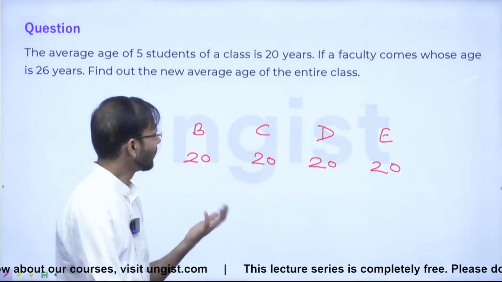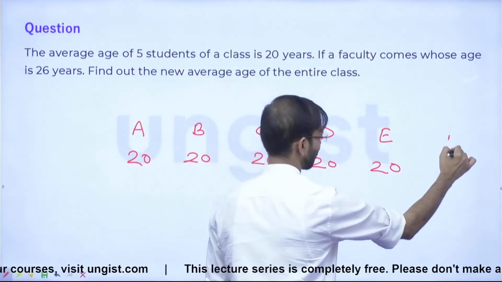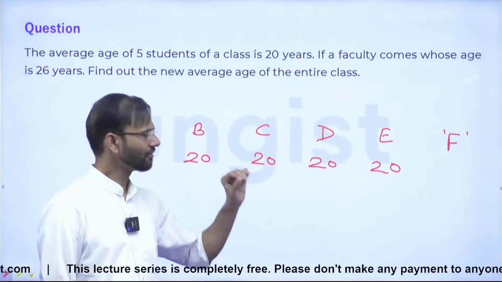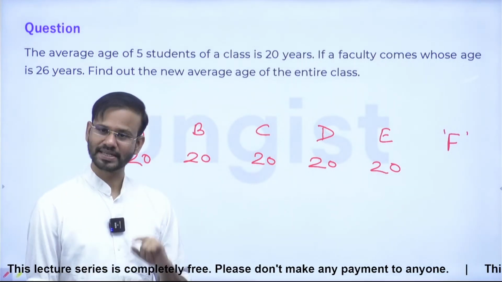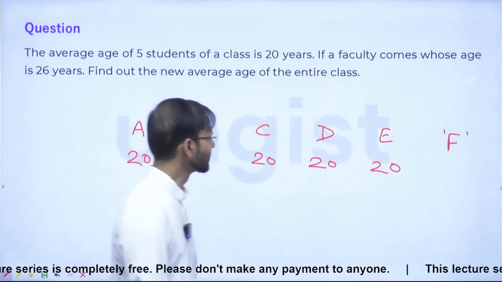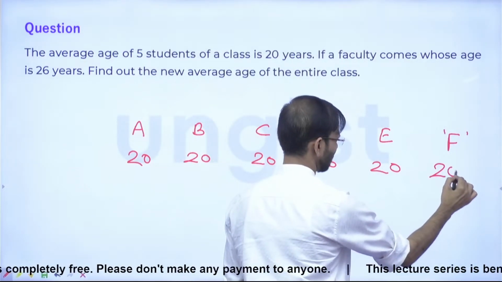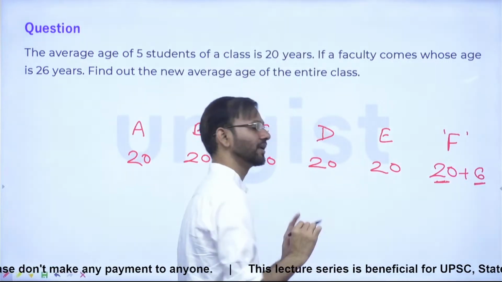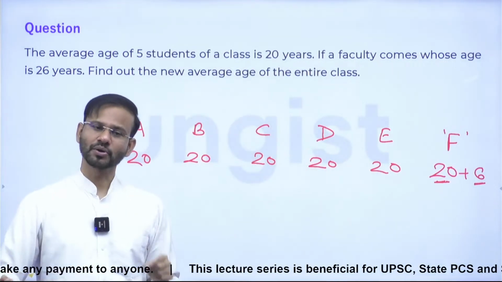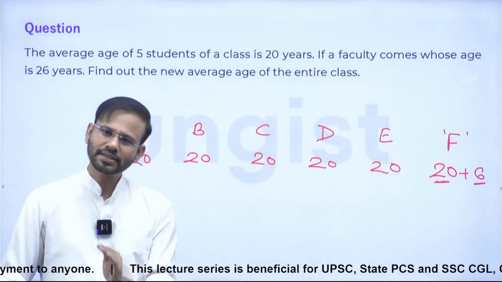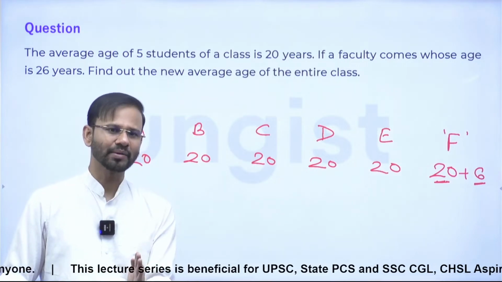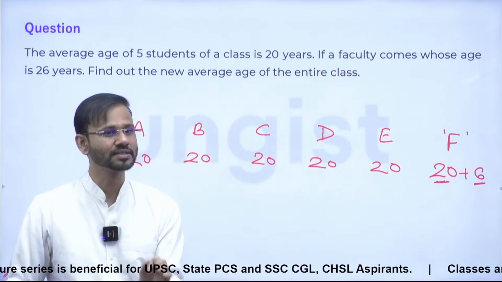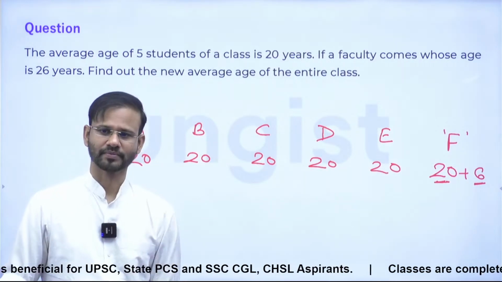Now when the faculty comes, let's say F stands for faculty. If the faculty comes, his or her weight is 26. Now 26 is 20 plus 6. Guys, just think on it. So the old average of the group is 20. He is coming with a surplus of 6. His contribution to the group is positive 6.